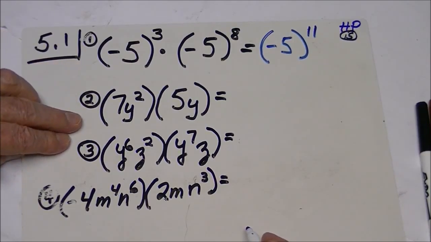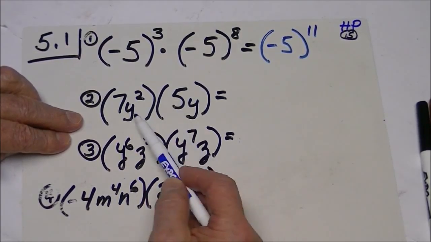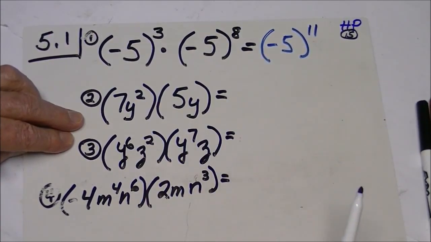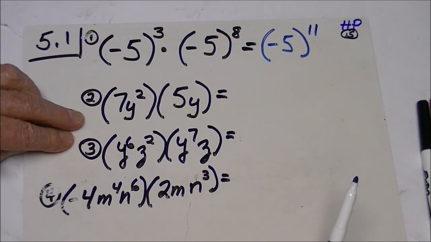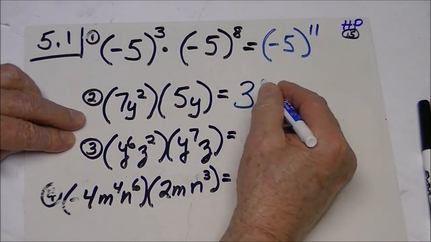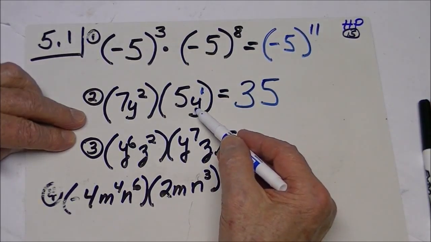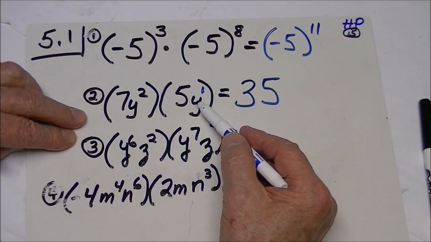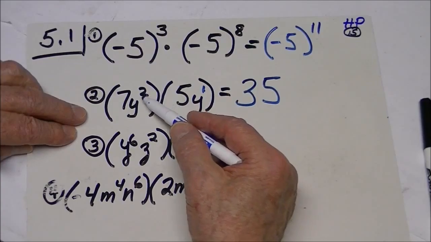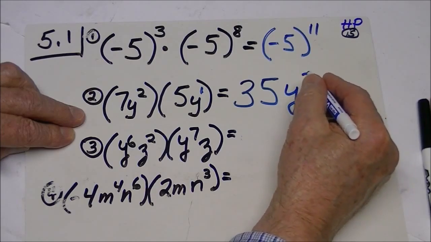Now for number 2, here we're multiplying these monomials in a sense, and let's see what you get for an answer. Well, it would be 7 times 5 is 35. And keep in mind there is a 1 when there is no exponent on a variable or a number. There's a 1 that's there. So 2 plus 1 is y to the 3rd.